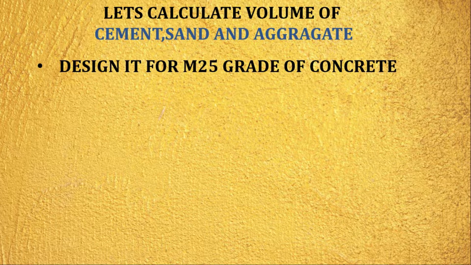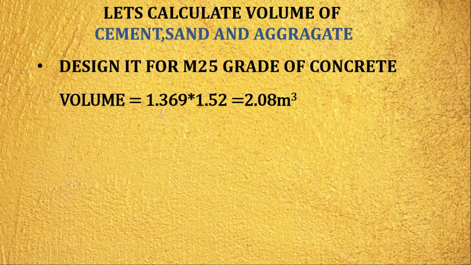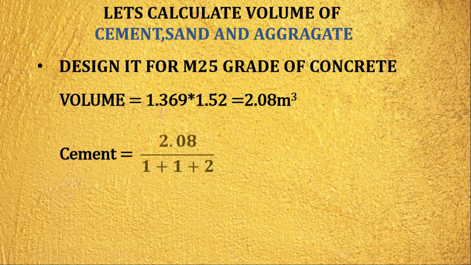Now to balance the calculation, we are taking 52% of bulkage. So we can say that the total volume of the cement, sand and aggregate required is 1.369 multiplied by 1.52, which is equal to 2.08 meter cube. And if you want to calculate cement, you can easily calculate 2.08 divided by 1 plus 1 plus 2, which is equal to 0.52 meter cube.